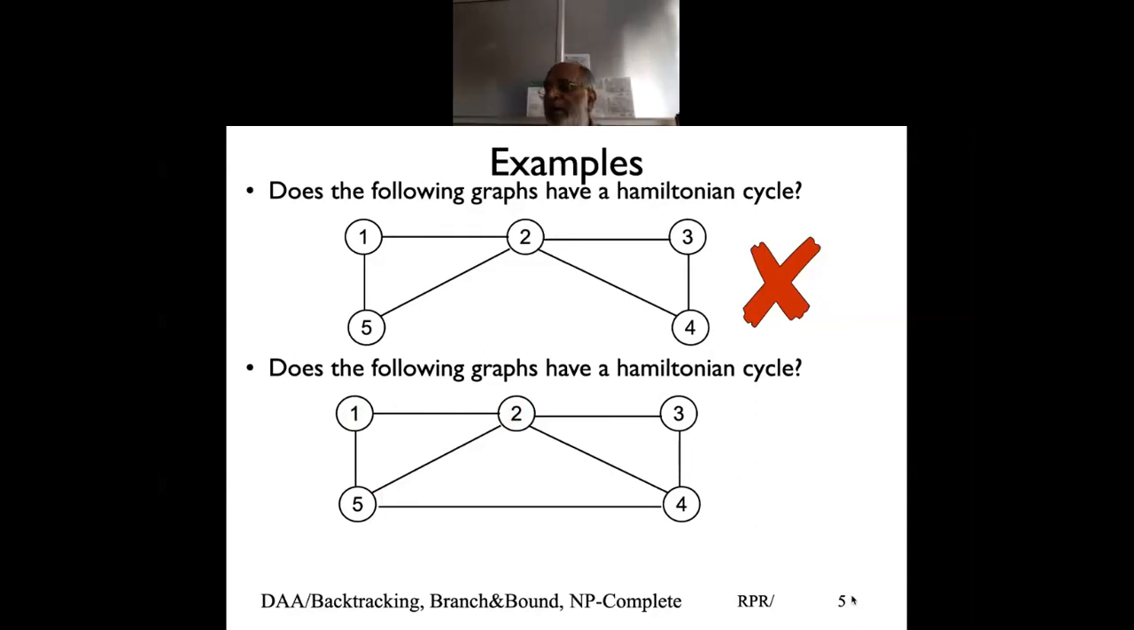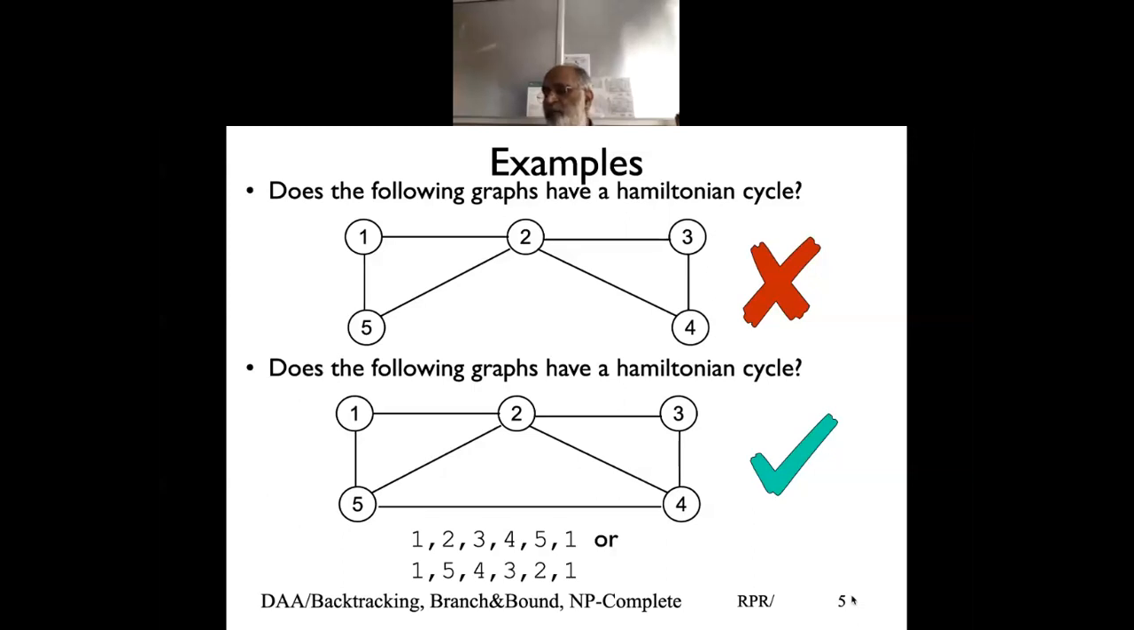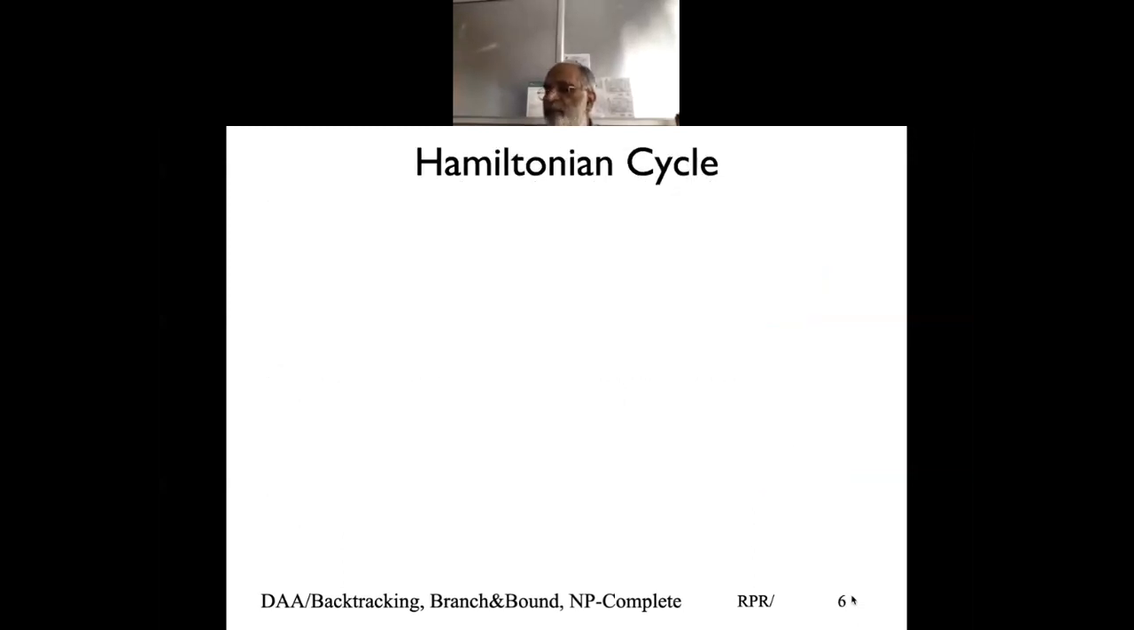So every graph may not have a Hamiltonian cycle. Do not assume that a graph always has one. Every graph may not have it, and if it has it, there could be more than one Hamiltonian cycle. In fact, in a fully connected graph, you might have factorial n Hamiltonian cycles. So our job is to find a Hamiltonian cycle in a graph, and that's what we will look at.